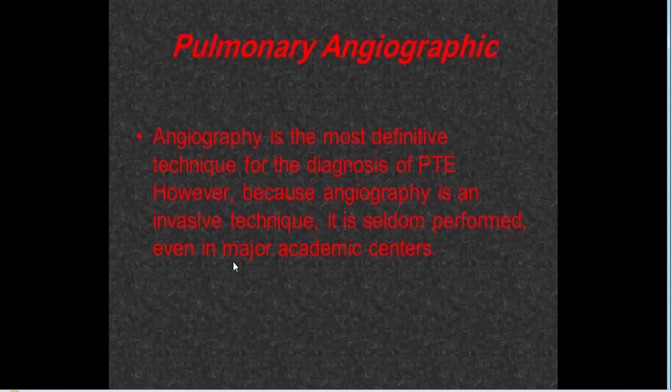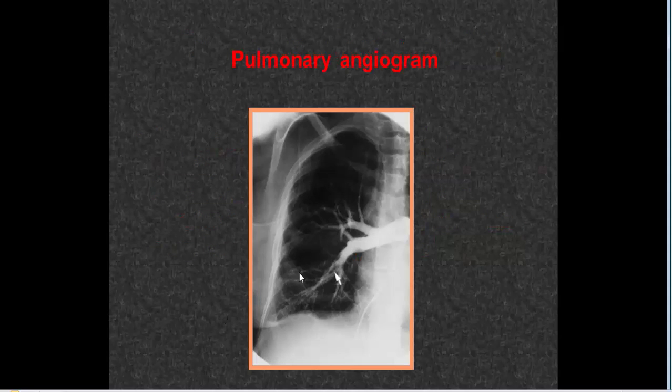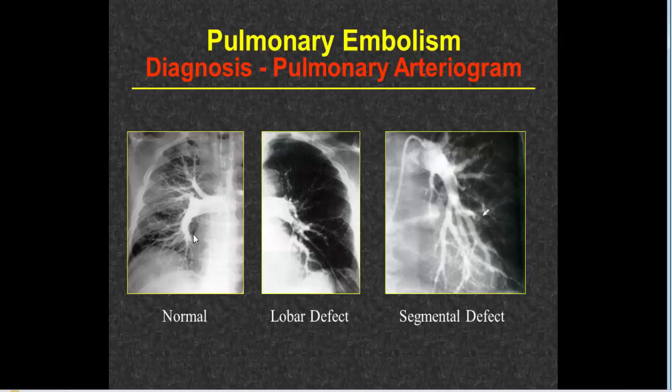Other modalities to investigate pulmonary embolism. Pulmonary angiography. Angiography is the most definitive technique for diagnosis of pulmonary embolism. However, because angiography is an invasive technique, it is seldom performed even in major academic centers. Pulmonary angiogram, we see areas of filling defect, as we see here. Pulmonary arteriogram: normal, lobar filling defect, segmental filling defect.